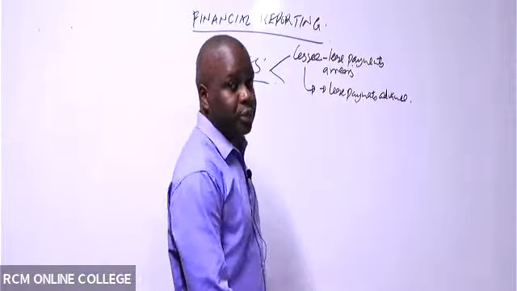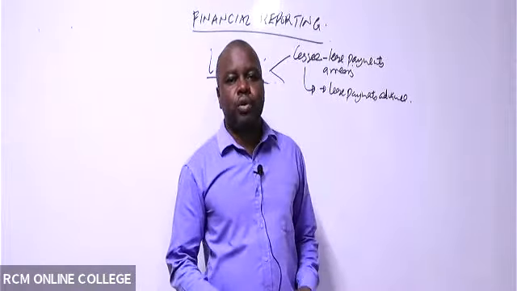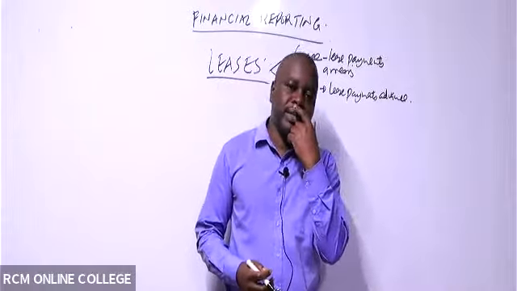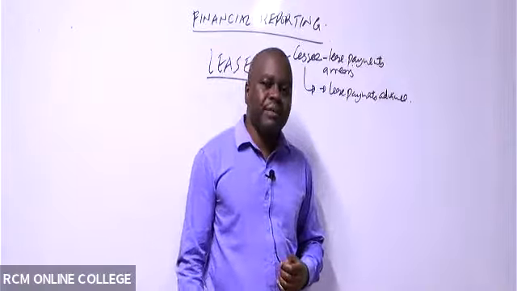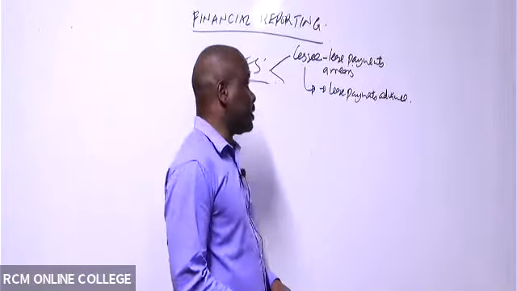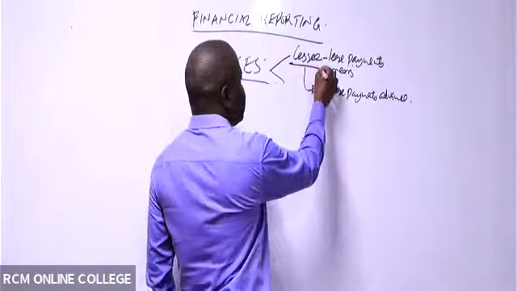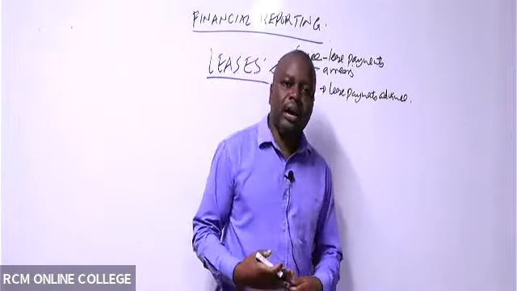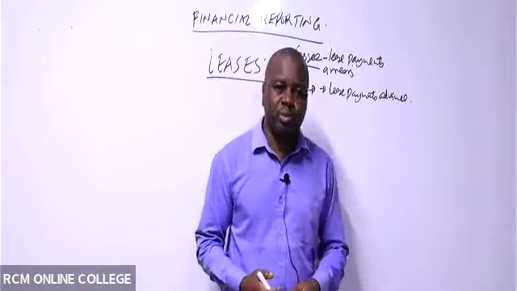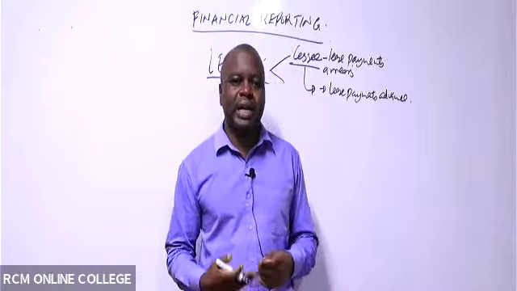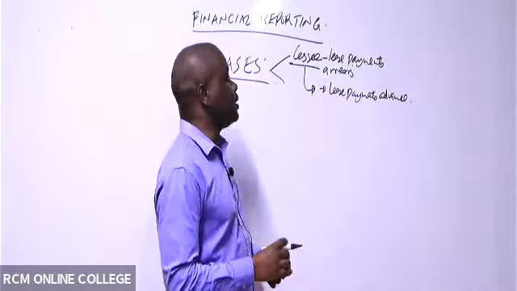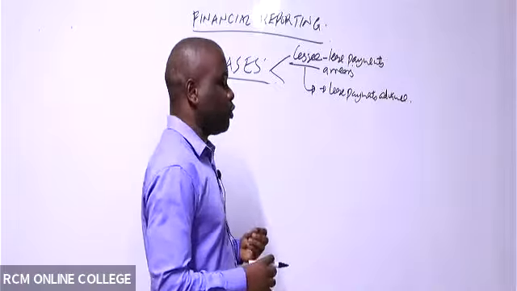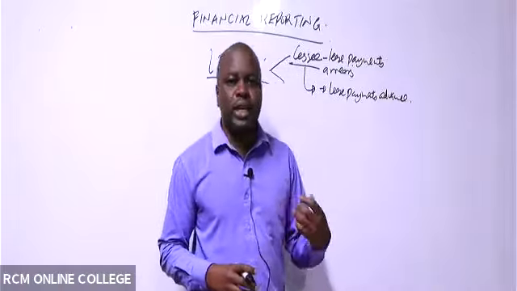Of course, I indicated to you that under a lease agreement or a lease contract, there are usually two parties. We have the lessor and we have the lessee. The lessor is the one conveying the right of use of an asset to the lessee. This is similar to what we refer to as a landlord and a tenant. The landlord conveys the right of use of the asset to the tenant, or the lessor conveys the right of use of the asset to the lessee.